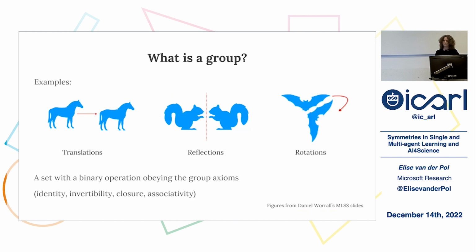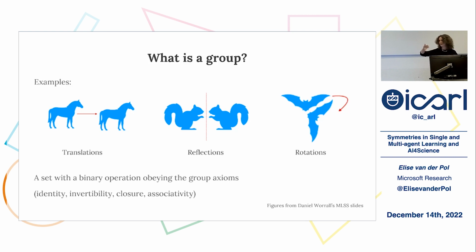So first off, what is a group? Formally speaking, a group is a set with a binary operation that obeys the group axioms. And this set will very often be, in the type of things that we're talking about today, something like a group of transformations. So we have a set of translations, we have a set of reflections, we have a set of rotations, for example. And the group axioms state that, well, for one, you have to have some identity element.